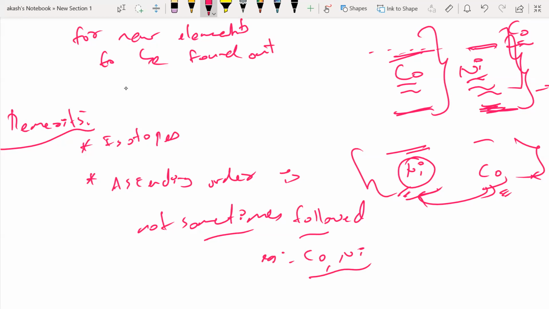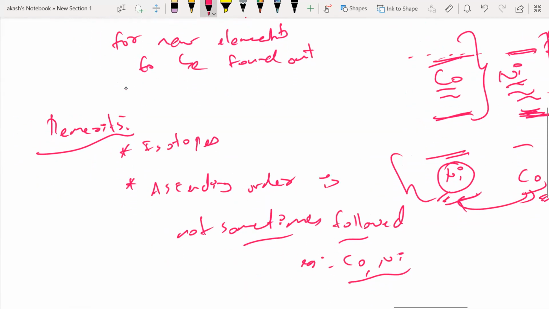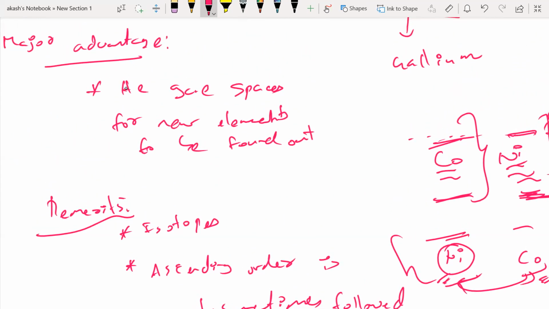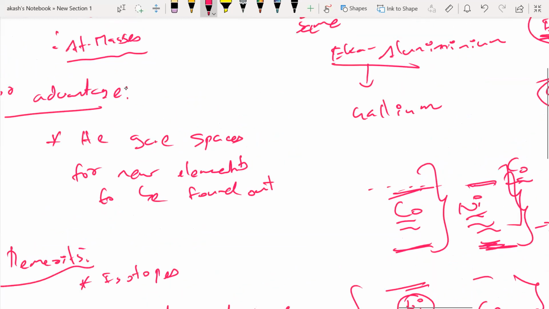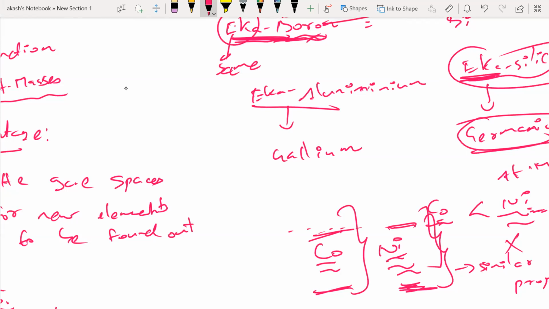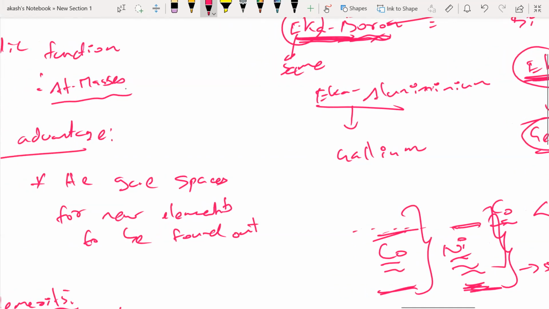Okay, so these were the problems we face with Mendeleev's periodic table. But the major advantage is this, that he gave spaces for new elements to be found out. Eka boron, Eka silicon, Eka aluminum. You have to remember the names and what their elements were eventually found out to be. Everything you have to understand.